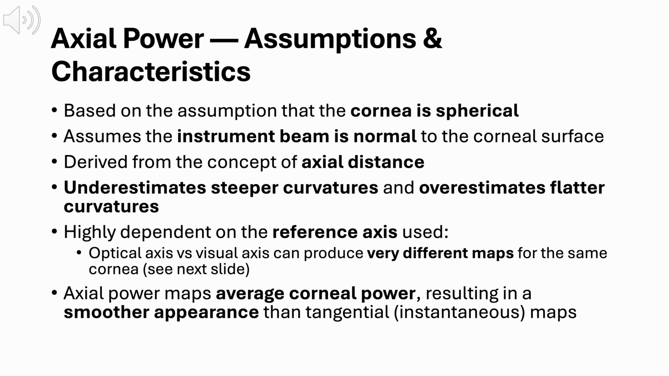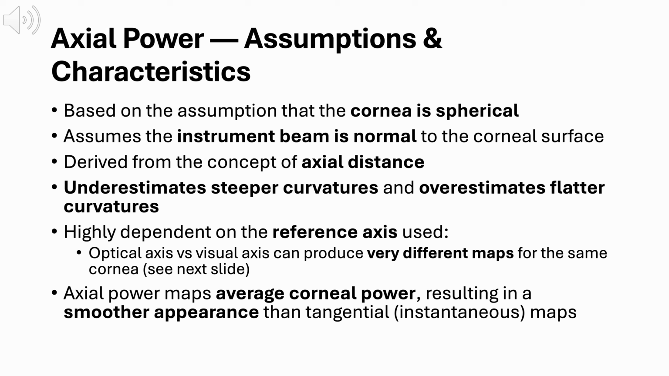The curvature is derived from the concept of axial distance, meaning how far each point on the cornea is from a single reference axis. Because of these assumptions, axial power tends to underestimate areas that are truly steep and overestimate areas that are flatter. In other words, it smooths out extremes rather than showing abrupt local changes. Axial maps are also highly dependent on which reference axis is used. Using the optical axis versus the visual axis can produce very different maps for the exact same cornea, even though the anatomy hasn't changed at all.